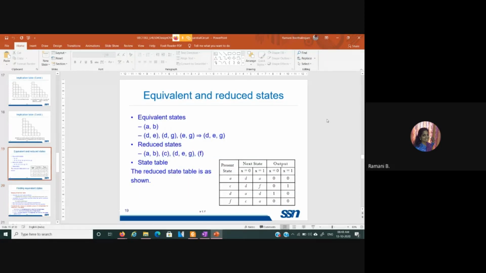Okay, so here that is what is given. We found the equivalent states A comma B, then D comma E, D comma G and E comma G. These three pairs are combined together and given as D, E and G. Now the reduced states are A and B as one state, C as one state, D, E and G as one state, and F as one state. And we saw the reduced table now.